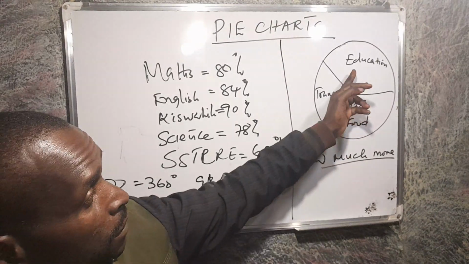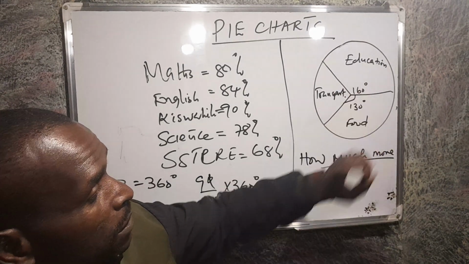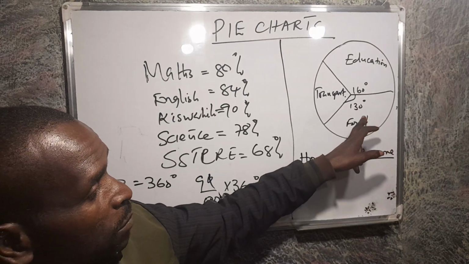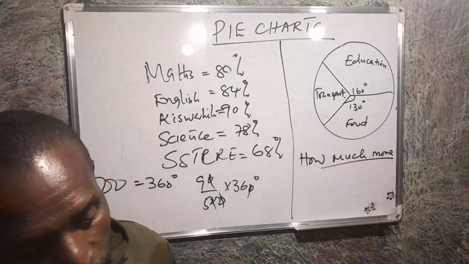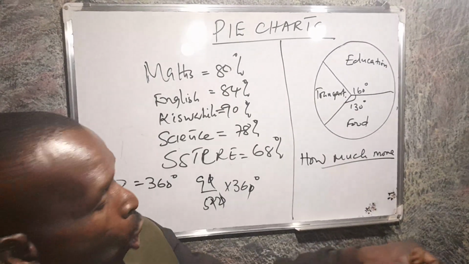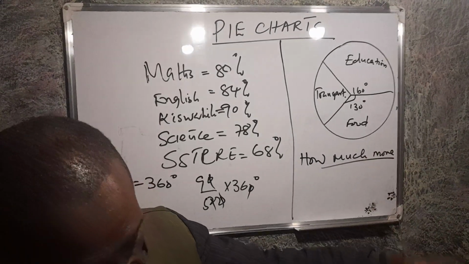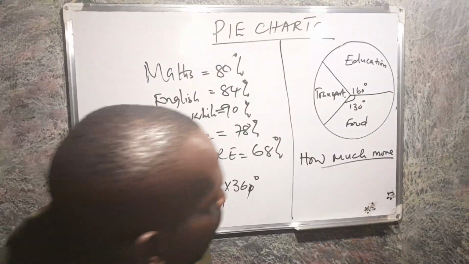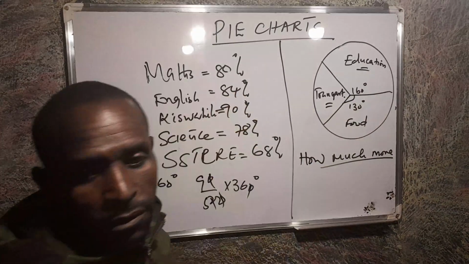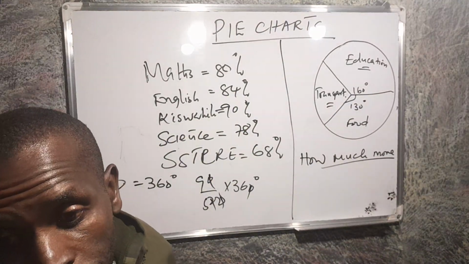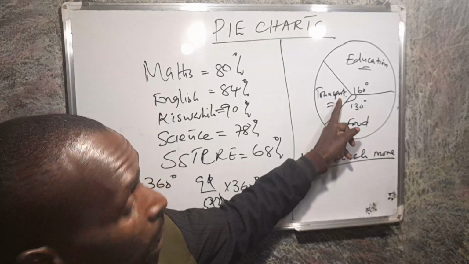She spent on education 160 degrees. What she spent on education is represented by 160 degrees. What Atieno spent on food was represented by 130 degrees. So the question is, how much more did she spend on education than on transport? You add these, then subtract from 360 to get the angle that represents transport.